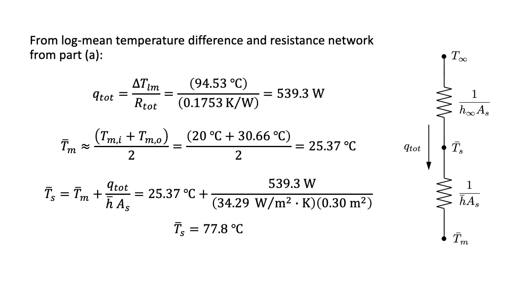Next, using the resistance network introduced in Part A, we calculate the total heat transfer to be 540 watts, the mean air temperature in the duct to be 25 degrees Celsius, and the mean surface temperature to be 78 degrees Celsius. This is about halfway between the internal flow and external flow temperatures, which makes sense because we found that the convection coefficients have a similar magnitude.